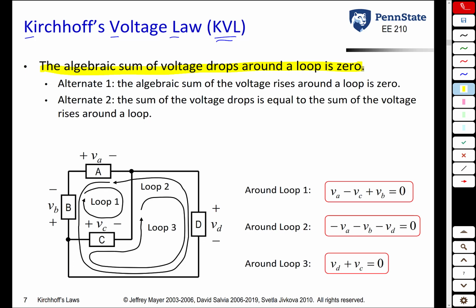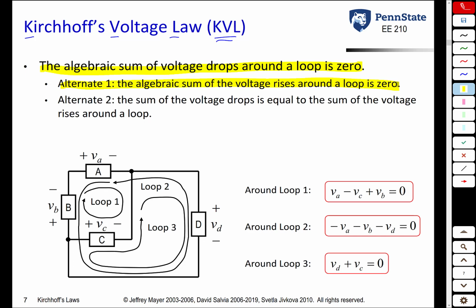When you first learned Kirchhoff's voltage law, you might have learned an alternate version, which basically says the algebraic sum of voltage rises around a loop is 0. This is really saying the same thing, except what you're considering a plus would be a rise versus a plus being a drop. Once again, the analogy with a hike: you can either measure your elevation gains or you can measure your elevation losses. It really doesn't matter which way you do it, the net is going to be the same.